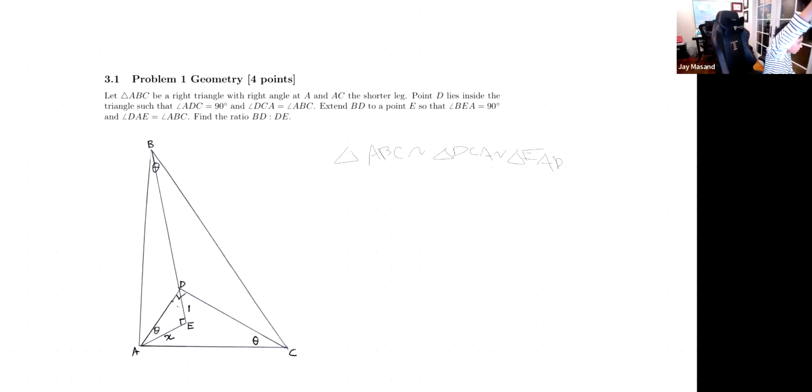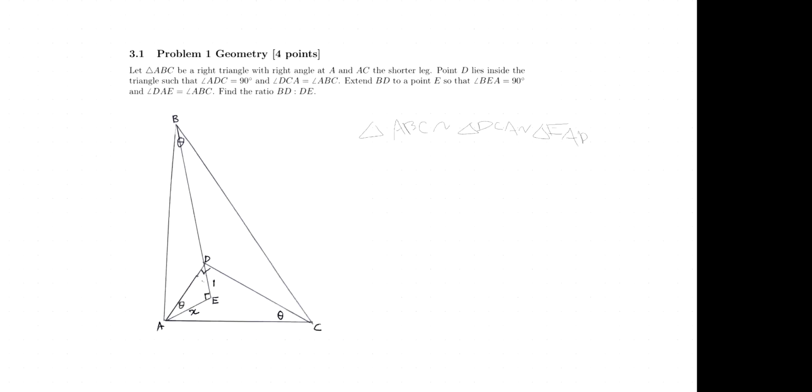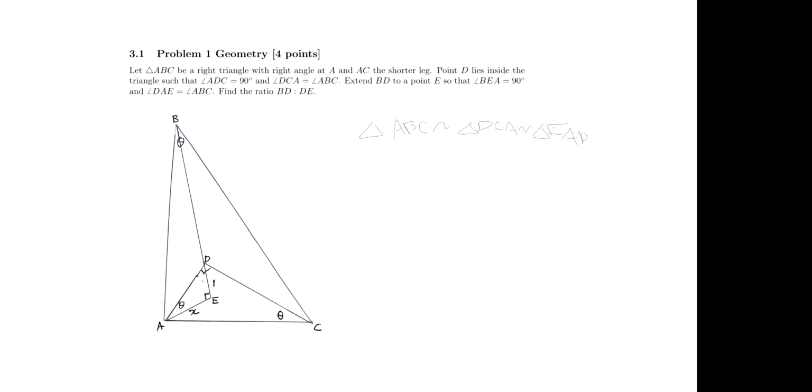I have a question about why that's the case. So we're given that angle DCA is equal to angle ABC, and they're both right triangles. Maybe I should draw this here. Oh, now I get it. Thank you very much. Right, yeah. So now we know that these are all similar.